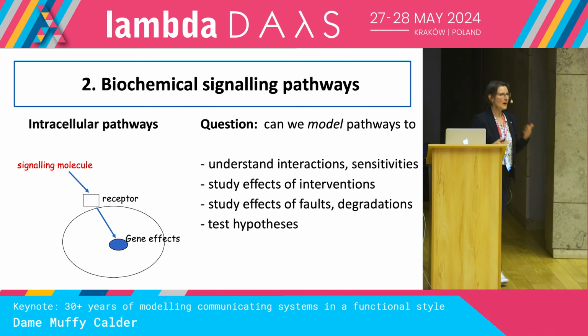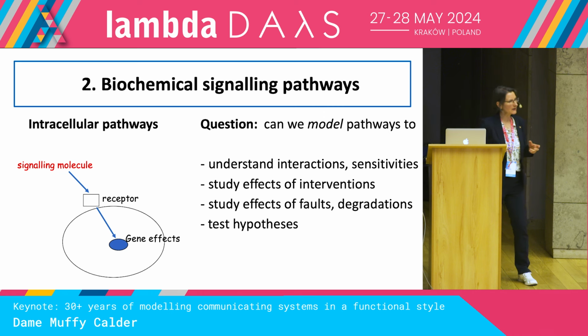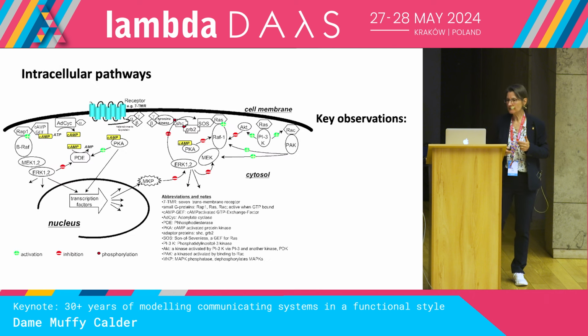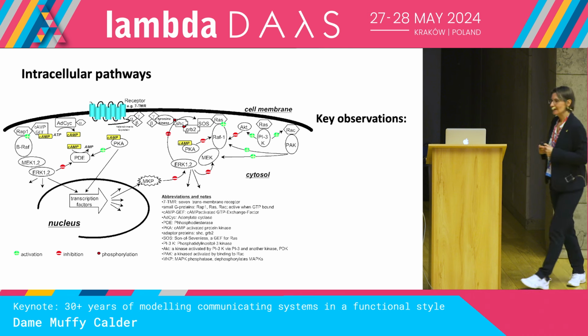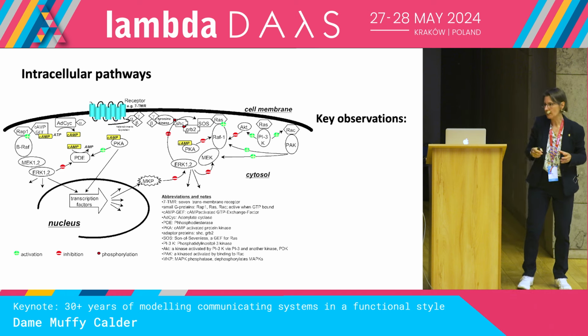So the question is, why model this? Because we want to understand the interactions and the sensitivities, to study the effects of interventions, to study the effects of faults and degradations, and to test hypotheses. Basically, we generally want to look at when things are not functioning as they normally should. Here is the schematic that the medic gave me right at the beginning. So you can see the cell membrane and the nucleus. And a molecule comes, hits the receptor, and it can go into the nucleus via different paths.